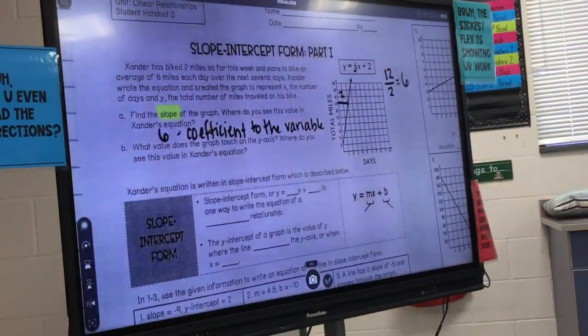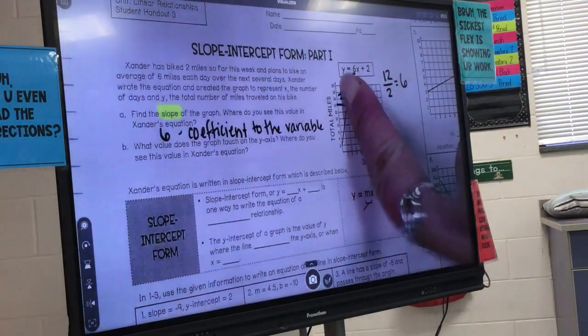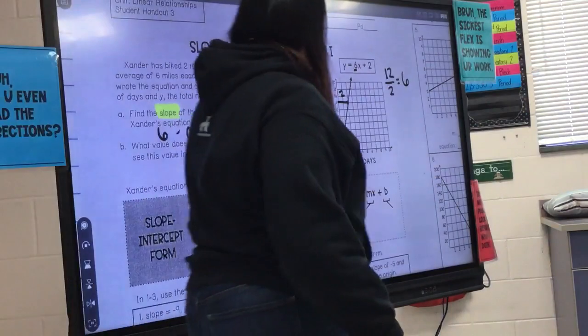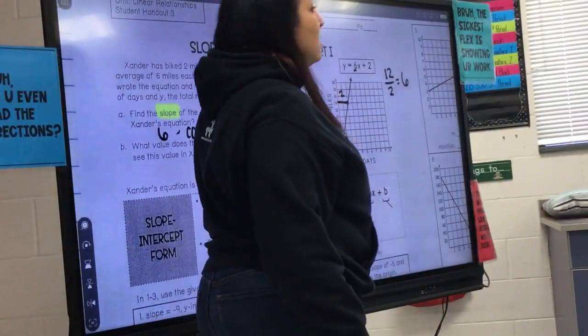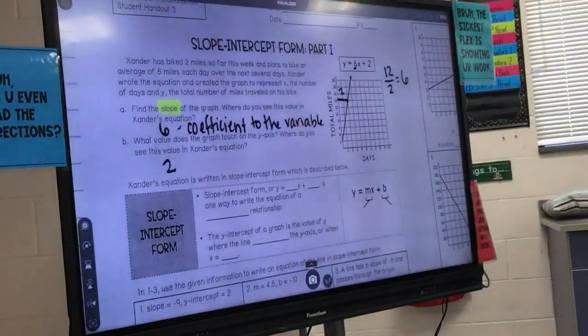Okay? So now, answering letter A, what about B? What value does a graph touch on the y-axis? So looking at our y-axis, where does the line touch? Where does the line touch? Only one person sees it? Where does the line touch the y-axis? So this is our y-axis. Where's the only place that the line touches? Jeffrey? At 2. So 2 is where the line touches.